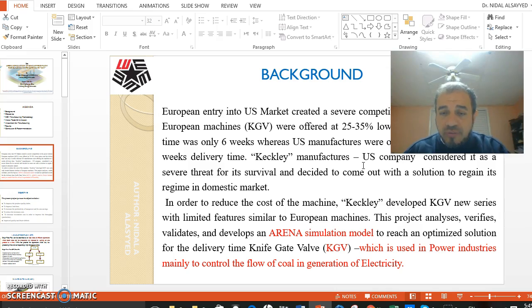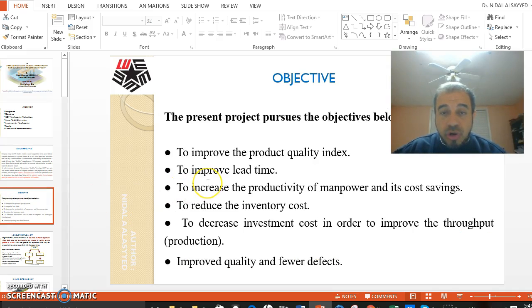What is KGV? KGV is used in power industries to control the flow of coal in the generation of electricity. It is a very key product in controlling the flow rate of coal for power generation. The objective of this project is to improve the quality index for this product, which we have explained a lot in the report, saying what the parameters are that we are concerned about.